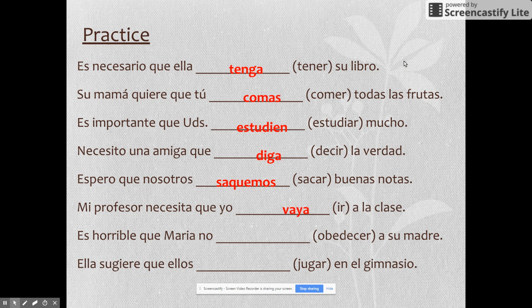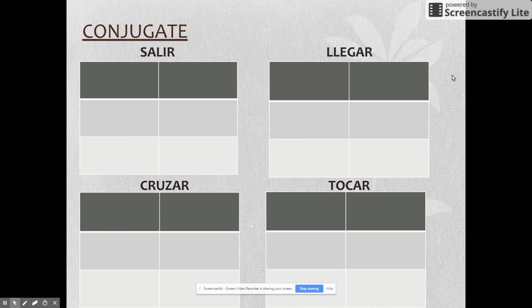Next one, we have vaya, obedezca, because obedezco is the yo form. Last one, we have juegue and cruzar. The only one that's irregular is this one. The same irregulars for tú commands are going to be irregulars for the subjunctive.